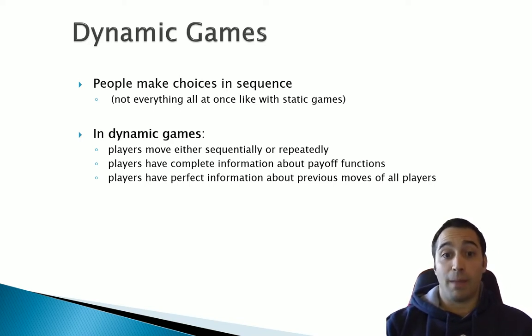Also, we will assume that players have complete information about the payoff functions. That is, both players know their own payoffs and the other player's payoffs for all outcomes. Also, at any point in time in the game, we will assume both players know everything that has been done up to that point.